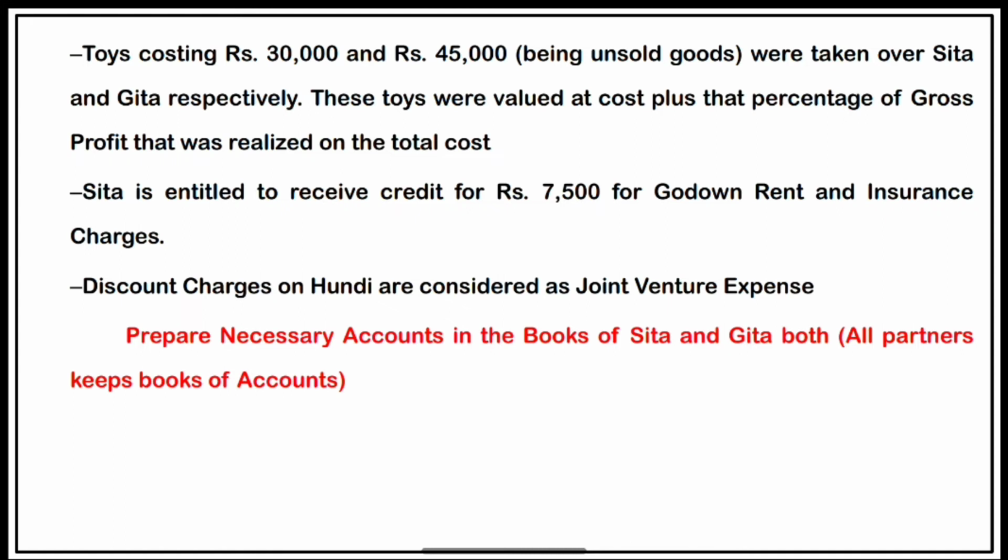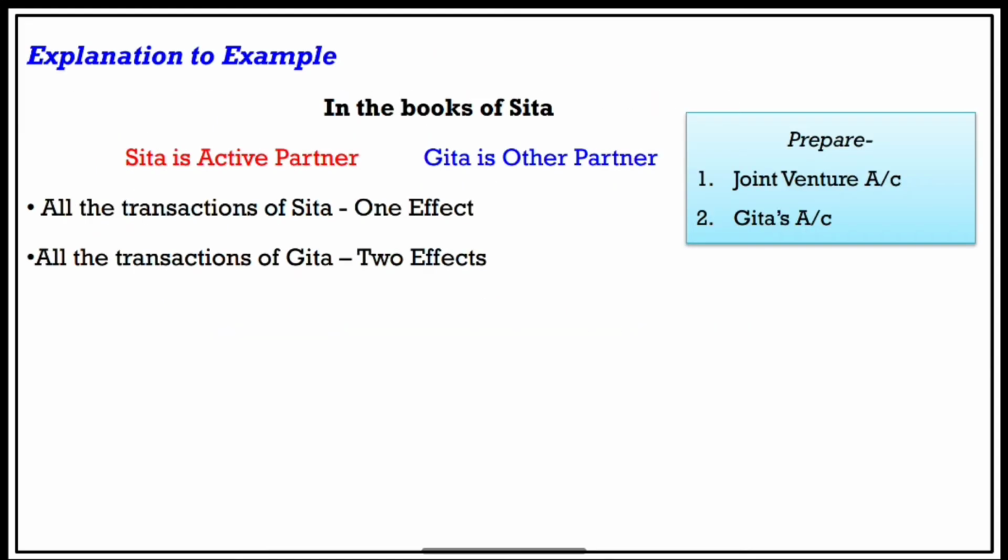Prepare necessary accounts in the books of Sita and Gita both. Means that here all the partners keep accounts of transactions of joint venture business. Both partners keep accounts. So when all partners keep accounts, here in the books of Sita, Sita is the active partner, Gita is the other partner. So Sita's transactions will have one effect, Gita's transactions will have two effects. We have to prepare joint venture account and Gita's account in the books of Sita.